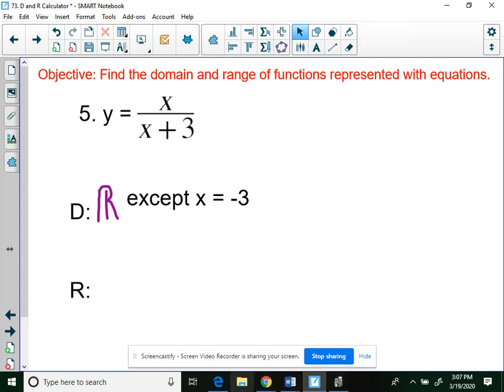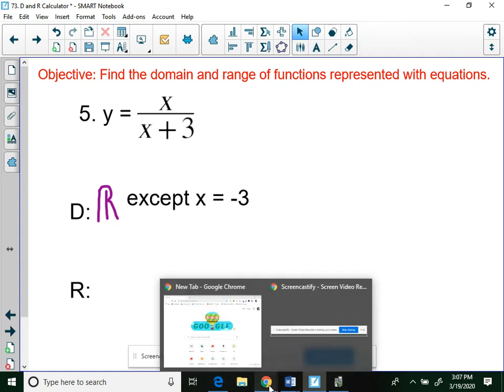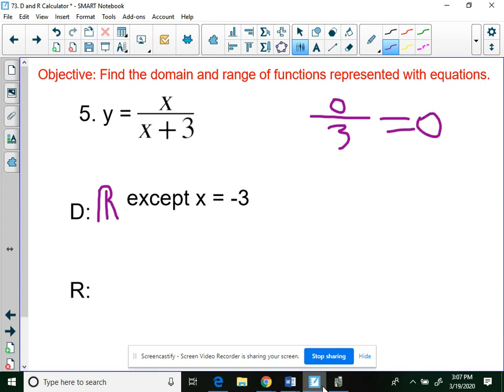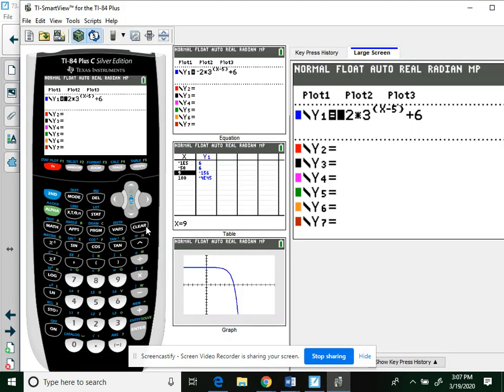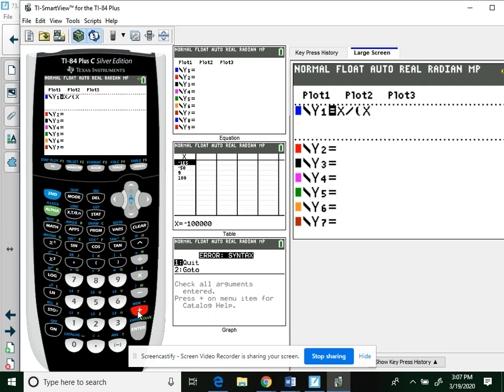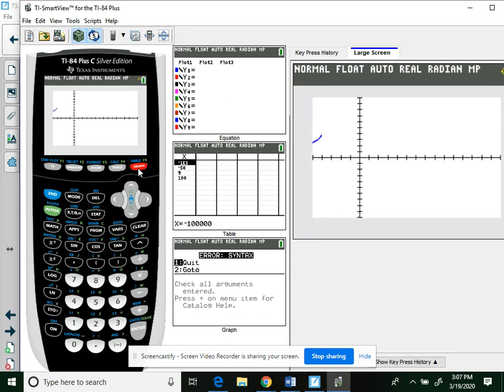But this does something different. Think about it: can I get 0 out of this? You can. If you plug in 0, 0 over 3 equals 0. So 0 is in the range. We actually can get that. So let's see what it is we can't get. X divided by parentheses x plus 3. It was plus, right? Yeah. Graph.